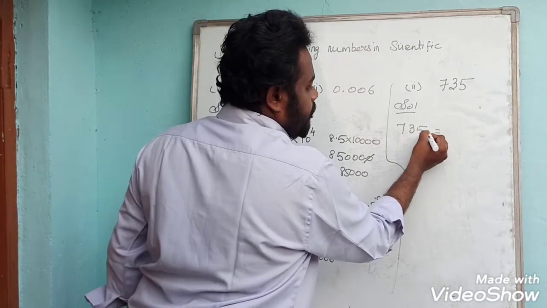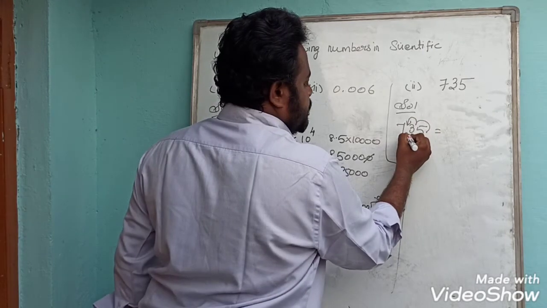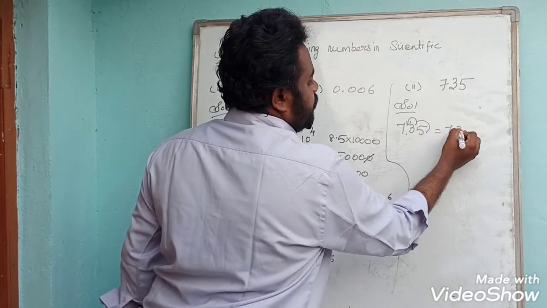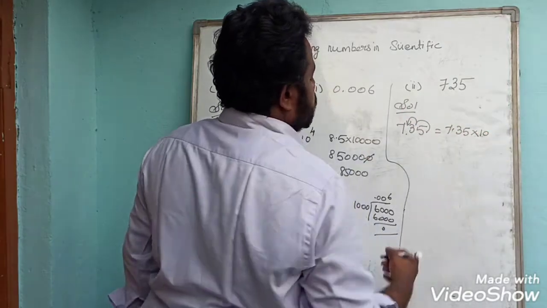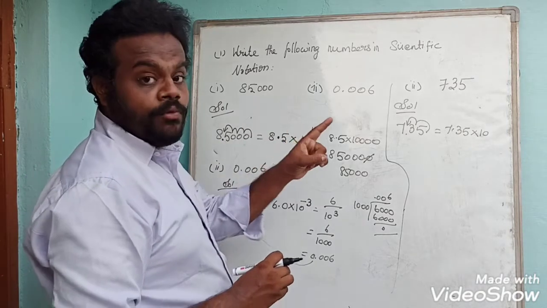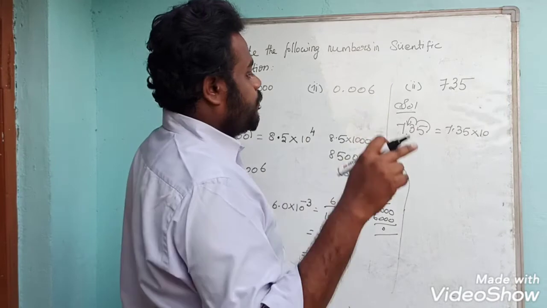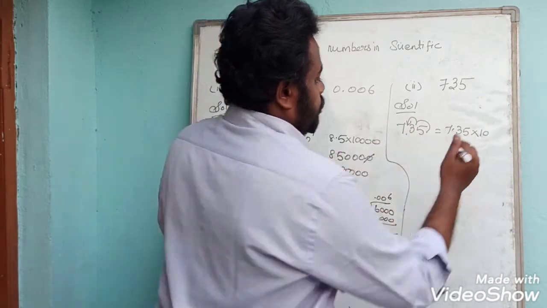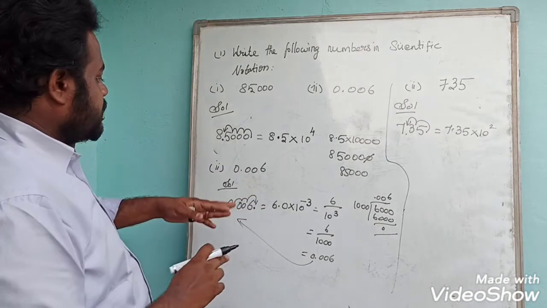735. Here the decimal point is there. We have to place it in between 7 and 3. So 7.35 is the format. Already you know that the base is 10. So now the decimal point is moving left. Moving left, in the sense, we take positive exponents. How many steps? 1, 2. Power 2.